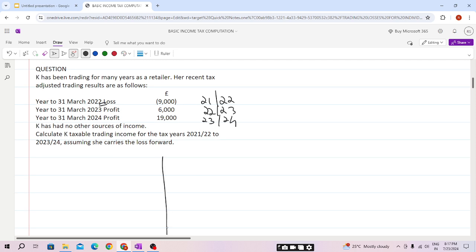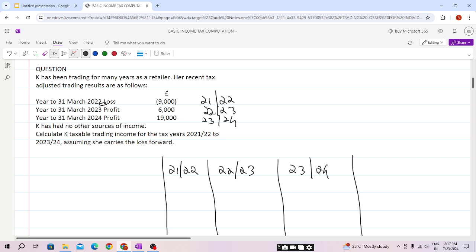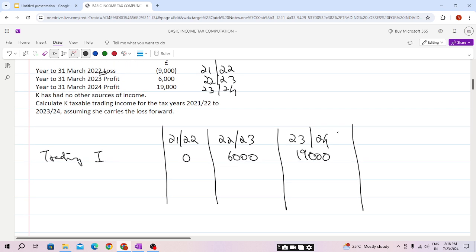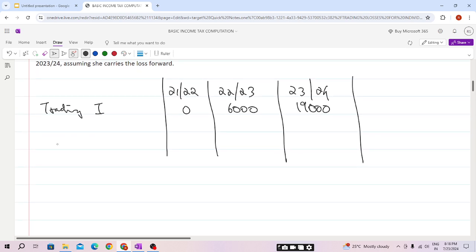So first we need to draw the columns: 21-22 tax year, 22-23 tax year, 23-24 tax year. The trading income is, students, 9,000 loss, so we will not write it. 6,000 profit, 19,000 profits. Loss memorandum.